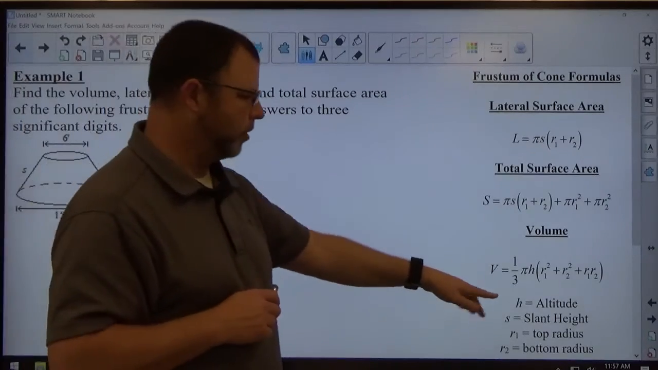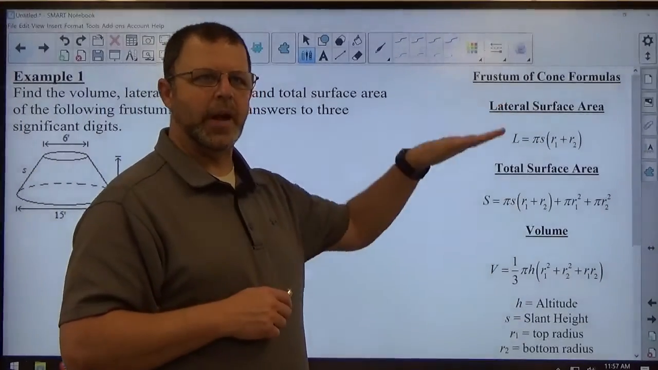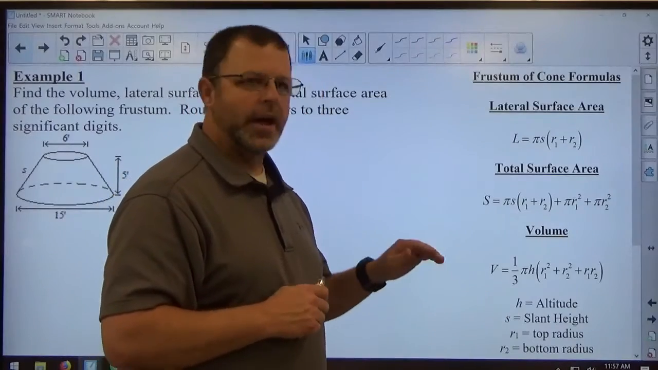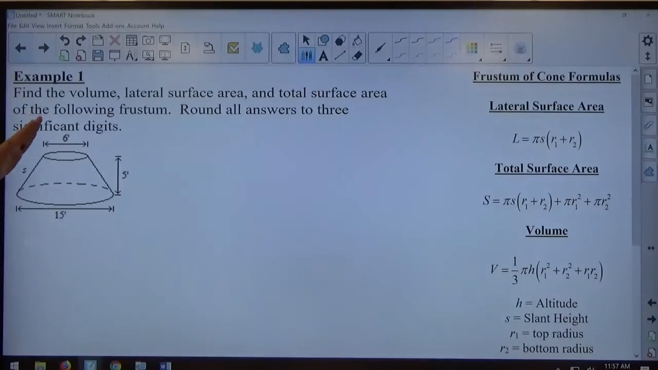So h is the altitude, which is the vertical, straight up and down height. Slant height is the distance from the top edge to the bottom edge. The top radius r sub 1, the bottom radius r sub 2. And as with cones, sometimes they give you radius, sometimes they give you diameter. You have to establish what they're giving you to figure out what you know.